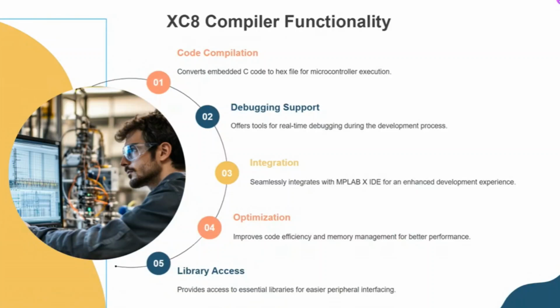And next, XC8 compiler functionality, which has code compilation, which converts our embedded C into the hex file, and debugging support. It offers real-time debugging tools and integration. XC8 compiler simply integrates with the MPLab and optimization improves code efficiency and memory management, and it has library access, which has essential libraries for easier peripheral interfacing.